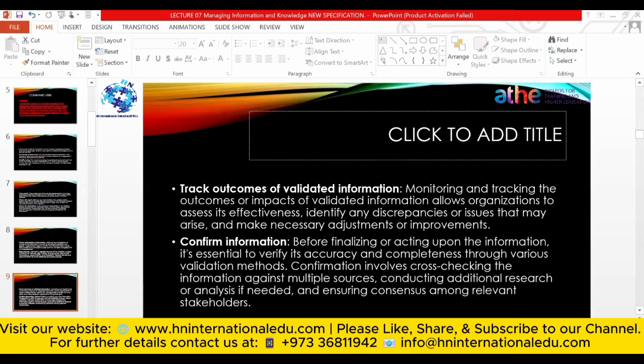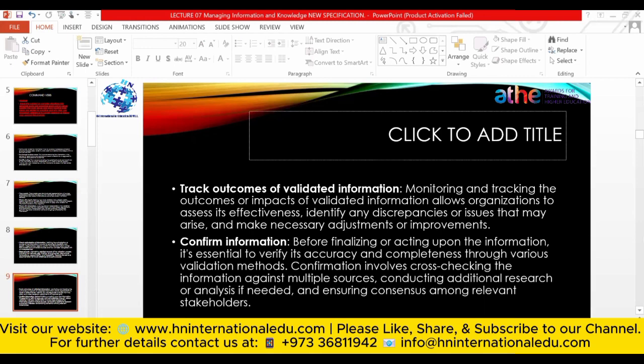Confirm information. Before finalizing or acting upon the information, it is essential to verify its accuracy and completeness through various validation methods. Very simple. Before giving you the lecture, I have a whole degree in my hand. I have a command of my words, so that whatever explanation I'm giving is authentic to you. That is why I'm teaching you at the moment. So this is confirmed information. And the examples which I quote are also authentic, and I don't assume them.